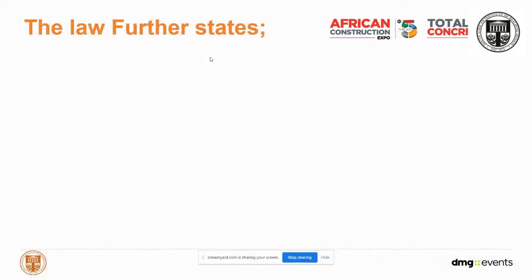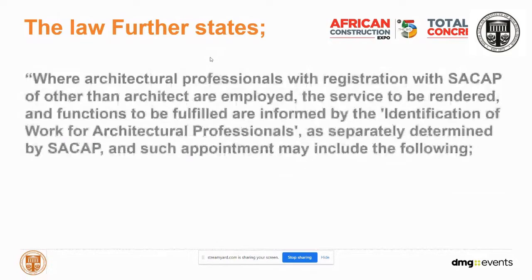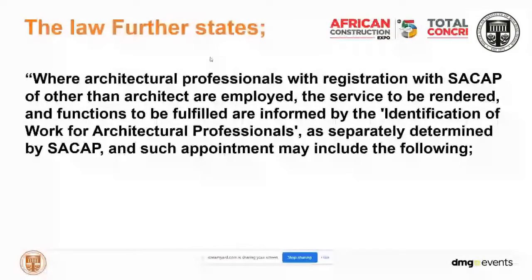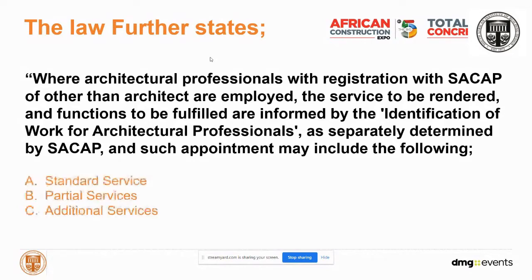The law further states, where architectural professionals with registration with SAICAP of other than architect are employed, the service to be rendered and functions to be fulfilled are informed by the identification of works as separately determined by SAICAP, and such appointment may include the following: standard service, partial service, and additional services.